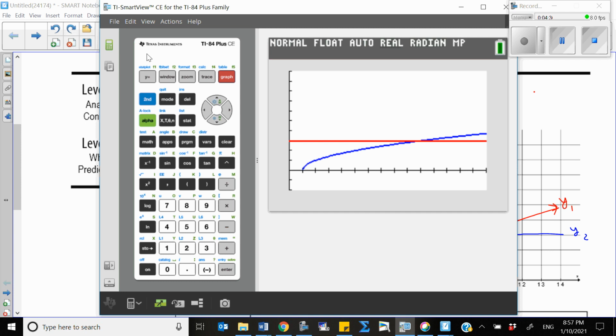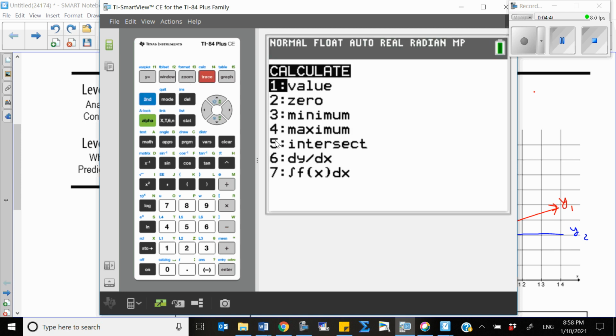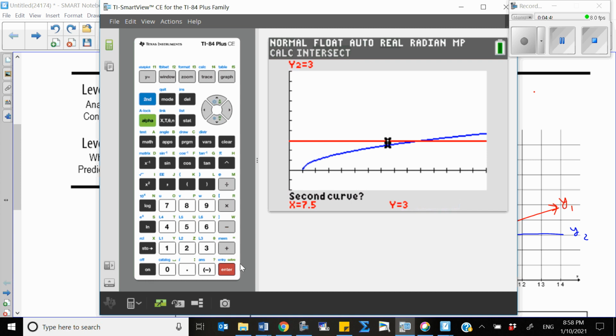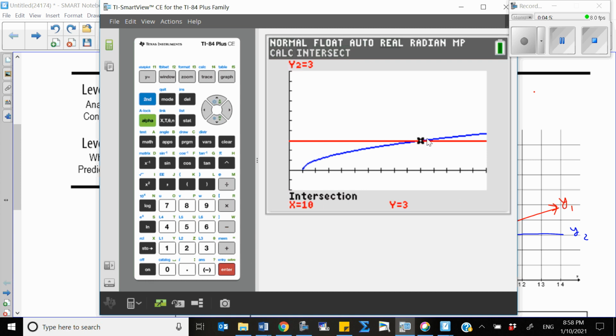How do I find the intersection? Go to second, trace, and number 5 gives you the intersection. So I go number 5, then you need to hit enter three times. First curve, enter, second curve, enter, and your guess, just enter, and it's going to go to the intersection point, and it will give you x equal to 10. So it's the same thing that we found here. So that's how you use your calculator to find the intersection point.